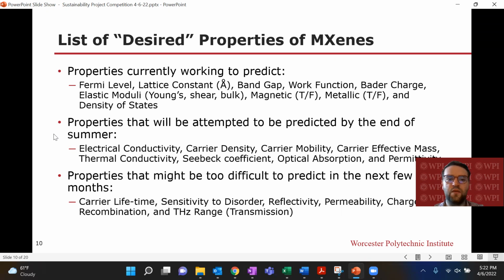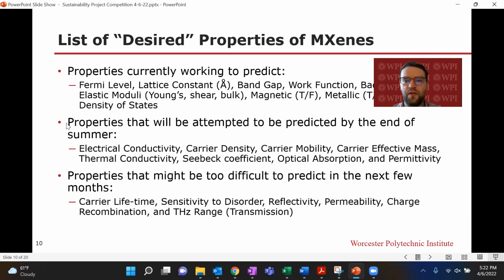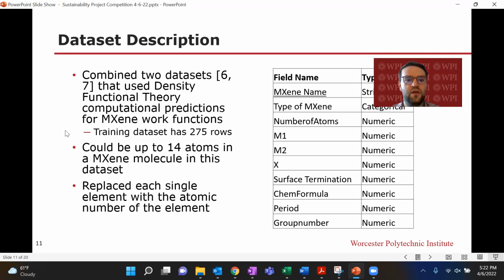There are some properties that will be attempted to be predicted by the end of the summer by our group, including electrical conductivity, carrier density, carrier mobility, carrier effective mass, thermal conductivity, Seebeck coefficient, optical absorption, and permittivity. However, there are some desired properties that might be too difficult to predict in the next few months, such as carrier lifetime, sensitivity, disorder, reflectivity, permeability, charge recombination, and TCR range.